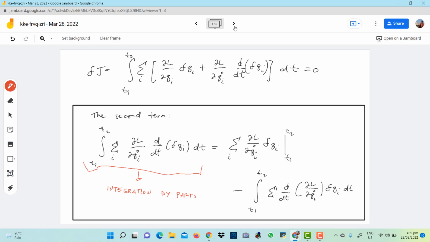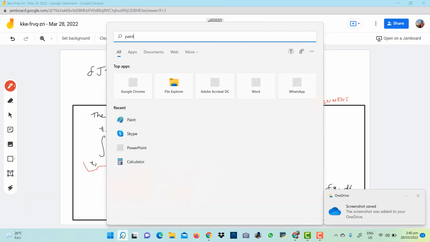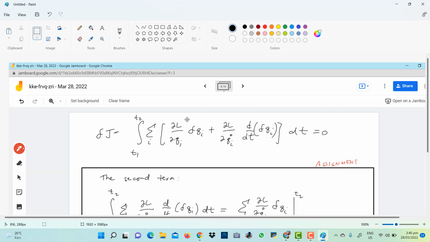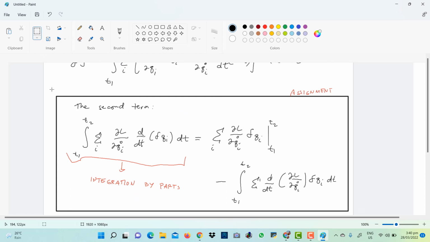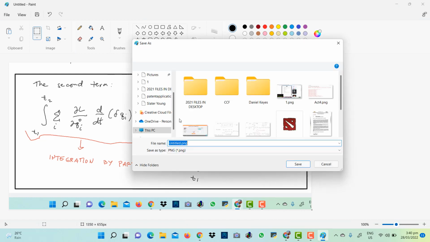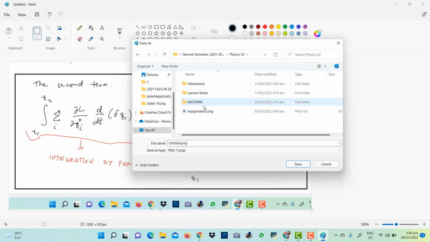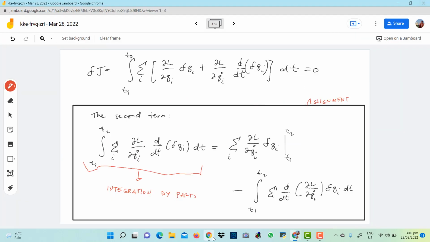But assignment, the first assignment for the final term. Oops. Sorry. Oops. Paint. I will just post it later. Again, you will use integration by parts to solve the second term or to show that the second term is equal to this one. Okay. Assignment. I will post it later so that I won't forget.